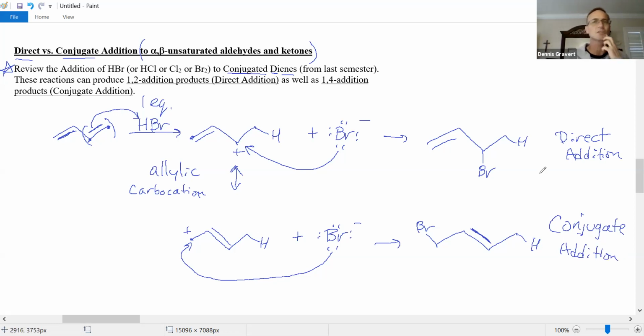So chemists will say, what's the direct addition product or the direct product? And what's the conjugate addition product or the conjugate product? And other times they'll say, well, if we had numbered the chain 1, 2, 3, 4, then the new atoms, H and Br, went to carbons 1 and 2. So sometimes we say this is the 1,2 product. And then for conjugate addition, the hydrogen went to what used to be carbon 1, and the bromine went to what used to be carbon 4. So sometimes we call this the 1,4 product.